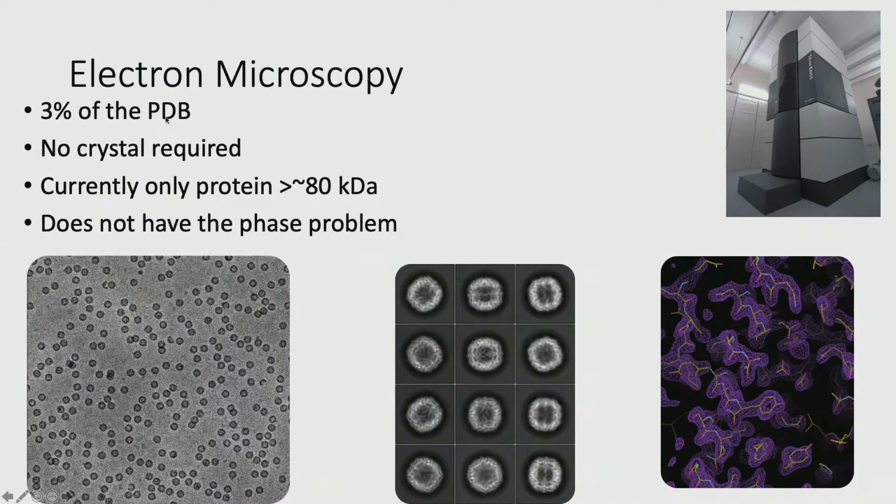The principle of electron microscopy is like a light microscope but using electrons instead. You take a picture of your sample, which is frozen. You then cut out each individual one and then align them to generate 2D classes, and from there the software will orientate these 2D classes to form 3D classes, which then you can generate an electron map.